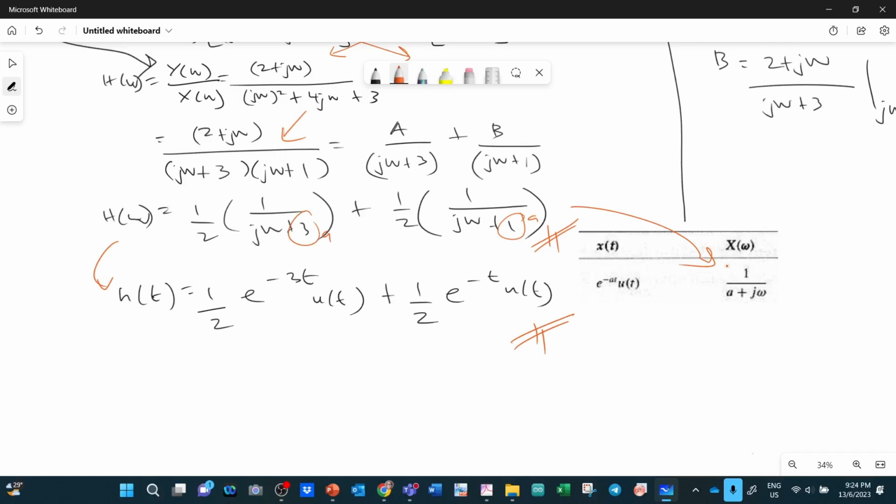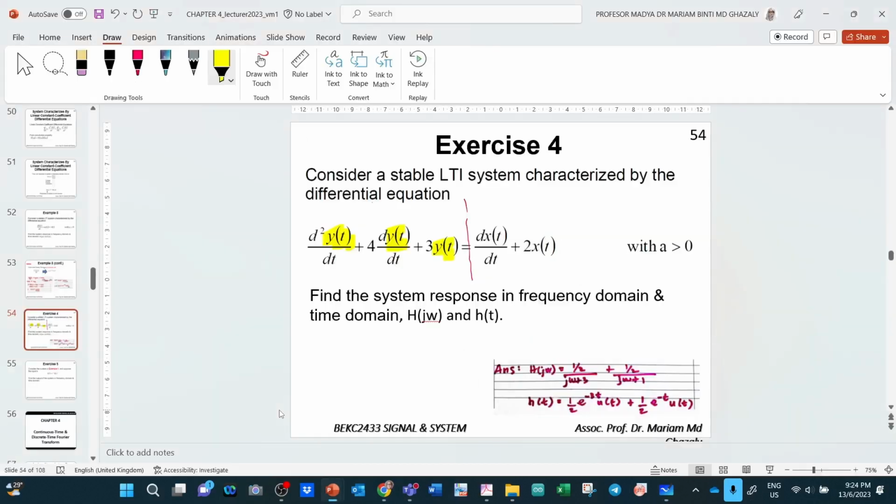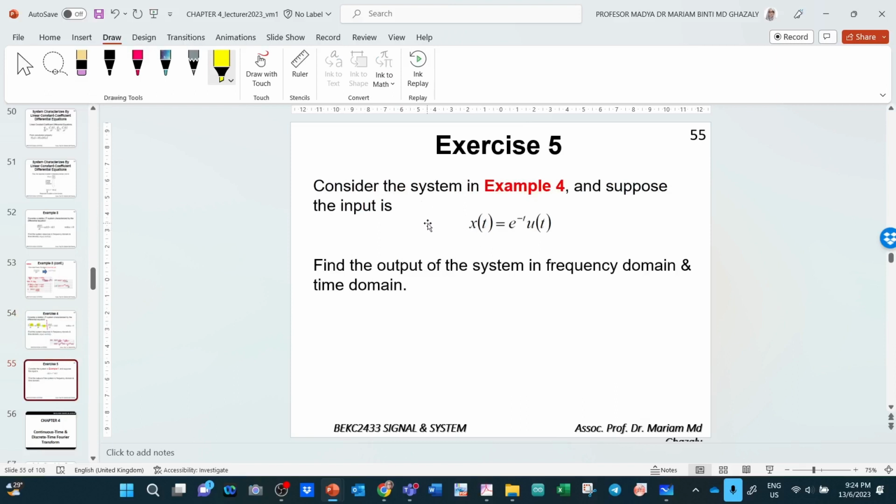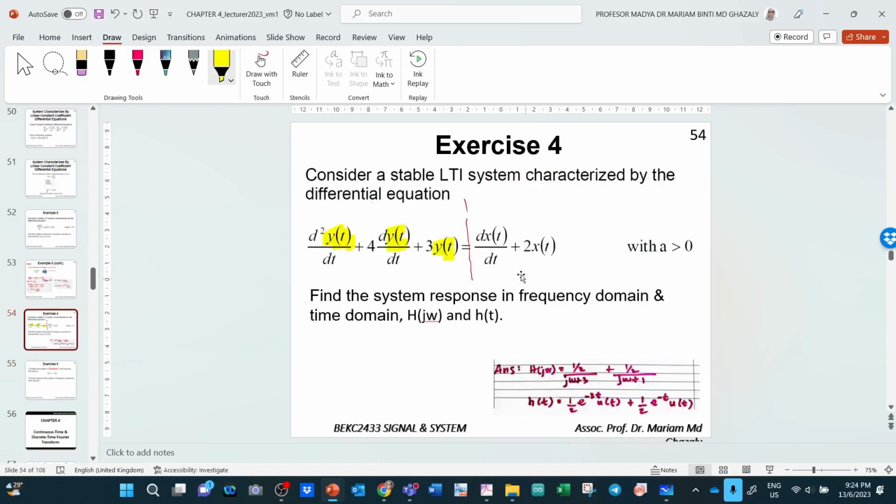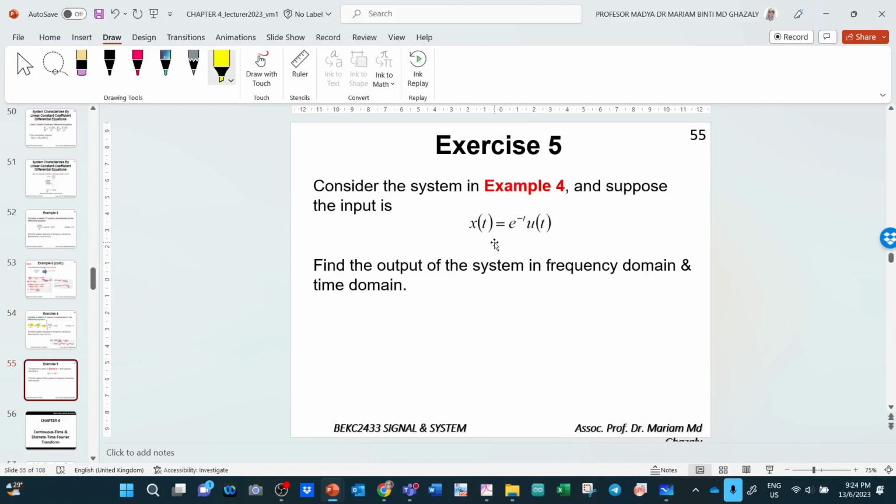Okay, so that will be exercise number 4. Now I'm going to ask you guys to do exercise number 5. Do it in a group. We have until 10 p.m. So in a group, consider the example in example 4 just now, this one. What you get is H omega. Suppose that the input, consider the system, meaning the system is H omega, or h(t). Given x(t), find the output.